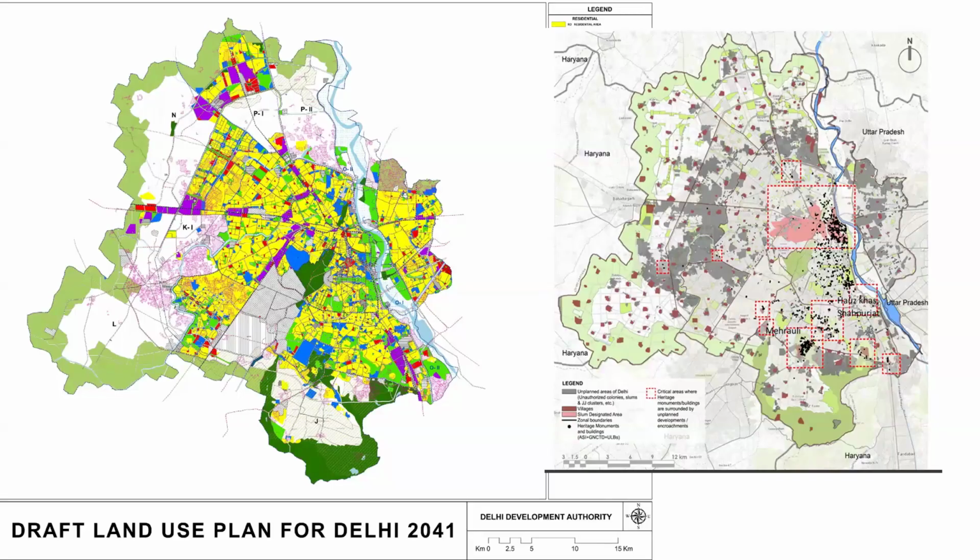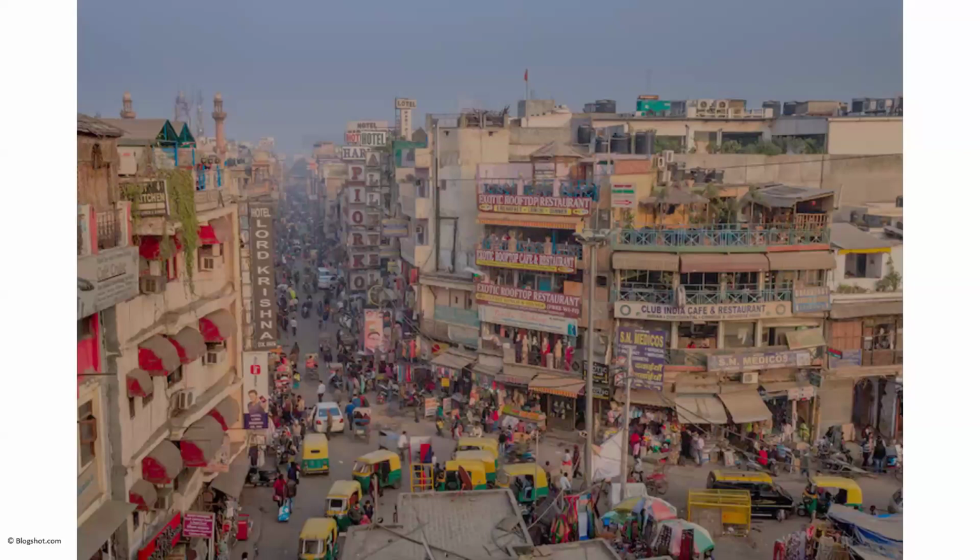So next I'm going to take you through some photographs which will be self-explaining. So this is what real-time Delhi is. This is the Chandni Chowk area. This is the river with the landmark on it.